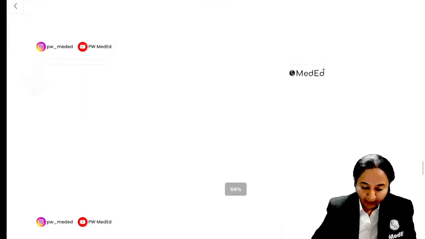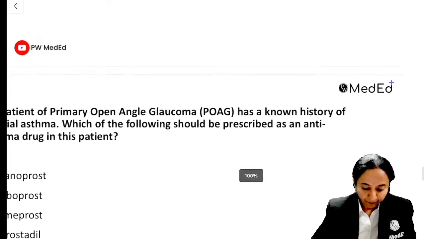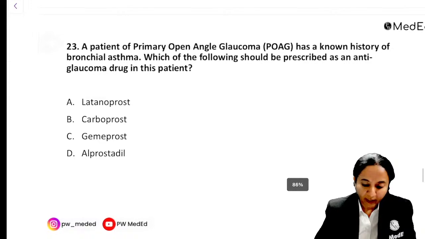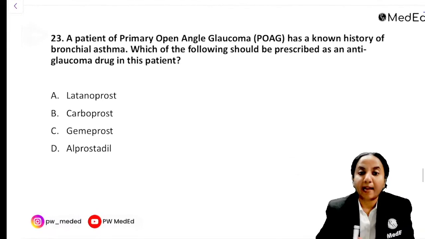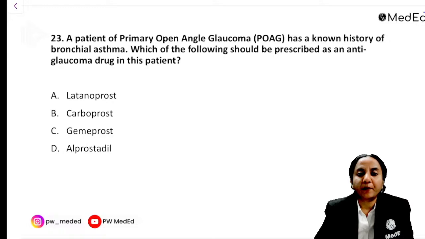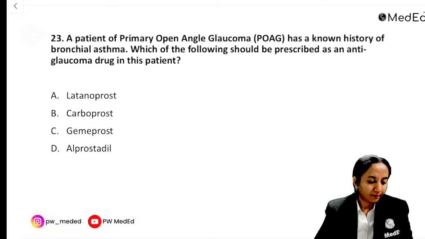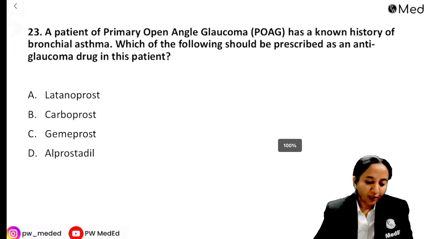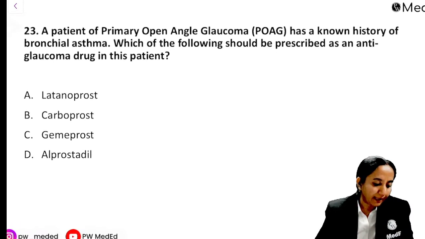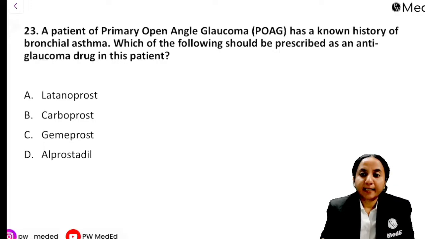Now, have a look at the next question. A patient of POAG has a known history of bronchial asthma. Which of the following should be prescribed as an anti-glaucoma drug in this patient? Which one will you choose? All of them are PG analogs, but which is the one that you will choose? The answer is latanoprost.